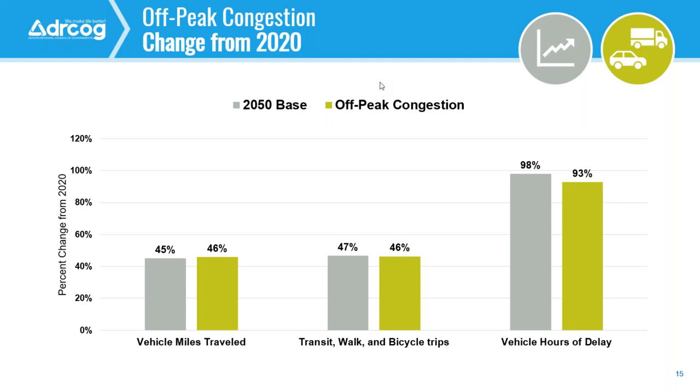So in this scenario, not much change at all in VMT or transit, walk, bike trips, but I-25 is a huge portion of the congestion today, that entire corridor. So congestion regionally didn't increase quite as significantly.